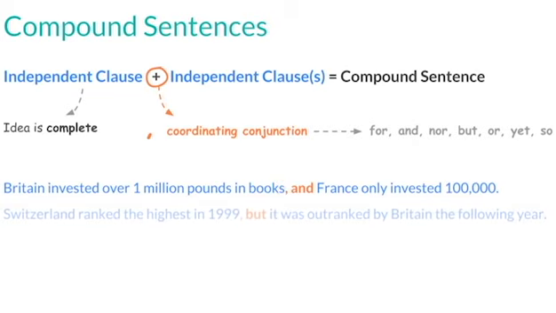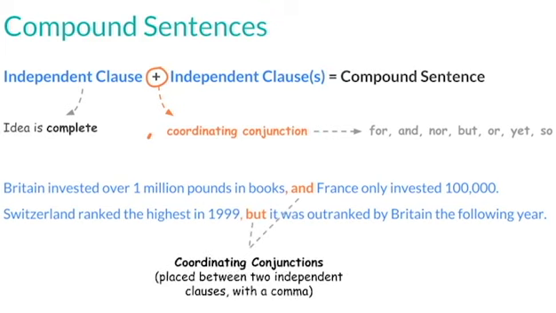Let's take another example. Switzerland ranked the highest in 1999, but it was outranked by Britain the following year. Again, I want you to notice that we have two independent clauses here. The first independent clause is Switzerland ranked the highest in 1999. That's a complete idea. We can stop here and that will be fine. However, we want to add extra information in this sentence, so we use the coordinating conjunction but. And we have added a second independent clause here. And this second independent clause is, it was outranked by Britain the following year.